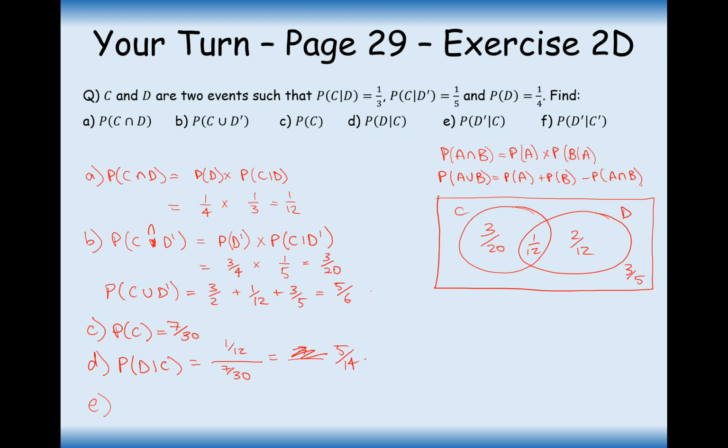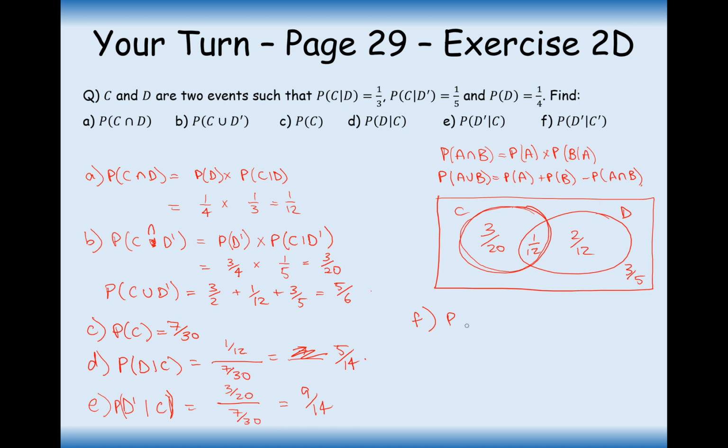Part E, find the probability D is not true, given that C is true. Well, if C is still true, that still needs to belong on the denominator, and it's the probability that D is not true. So if I'm working in this C region here, it's going to be 3/20 is the part where D is not true. So I'm going to have on the top of my fraction 3 divided by 20, which is 9/14. There we are.